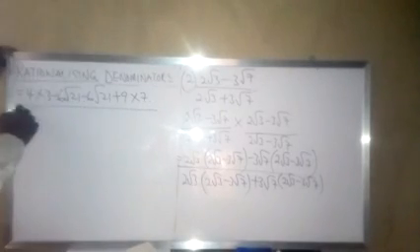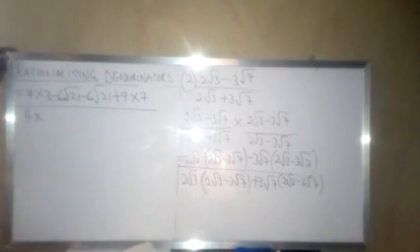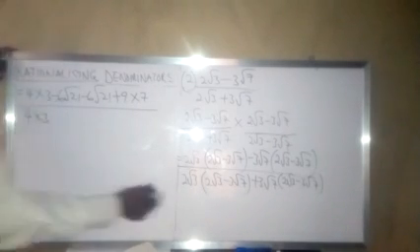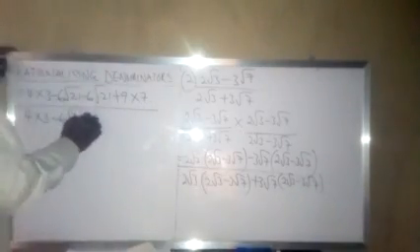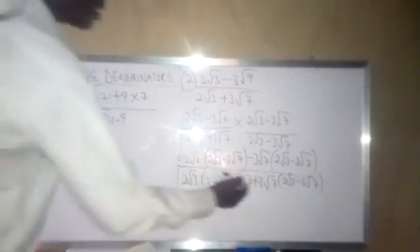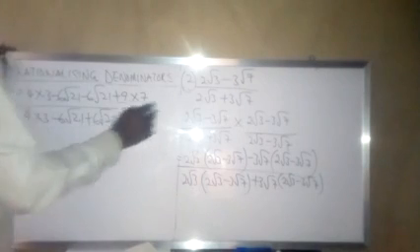2 times 2, that's 4. Multiplied by root 3 times root 3, that's root 9. And what is root 9? 3. Then 2 times minus 3, that's minus 6. Root 3 times root 7, that is root 21. Then plus 3 times 2, that is plus 6. Root 7 times root 3, that's root 21. Then plus 3 times minus 3, that's minus 9. Root 7 times root 7, that's root 49. And root 49 is 7.